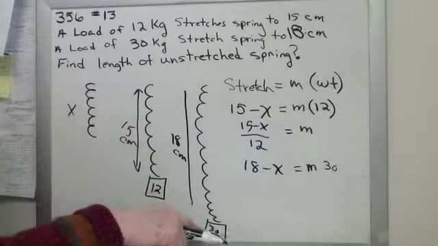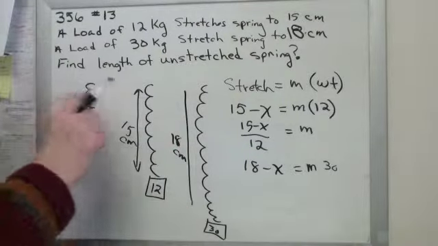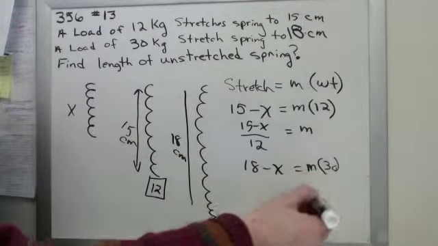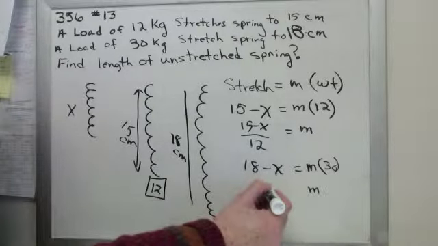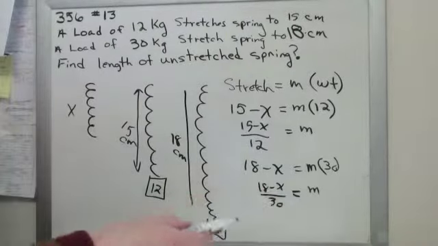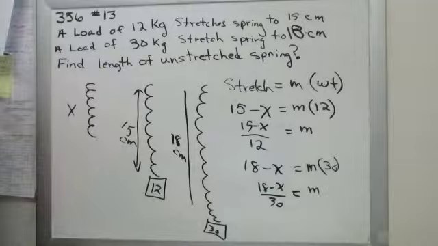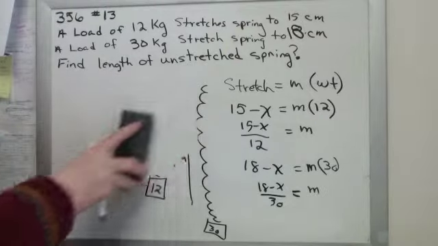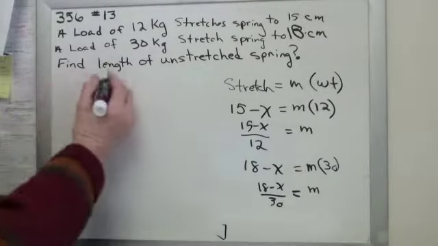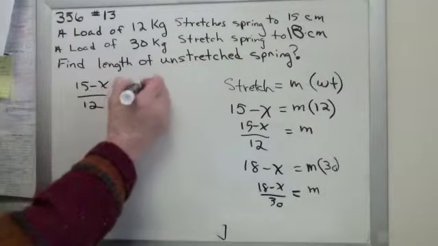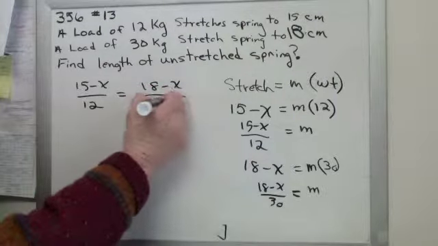Right? The weight of 30 stretched the whole spring now is 18. We didn't know how long the spring was, so if I take the spring and subtract that from the 18, I have the whole thing. So again, we'll solve for m, and we get 18 minus x over 30. So how can I find out what that constant is? Well, I have two proportions equal to the m. So I can set those equal and solve for m. So I know that 15 minus x over 12 has to equal 18 minus x over 30.